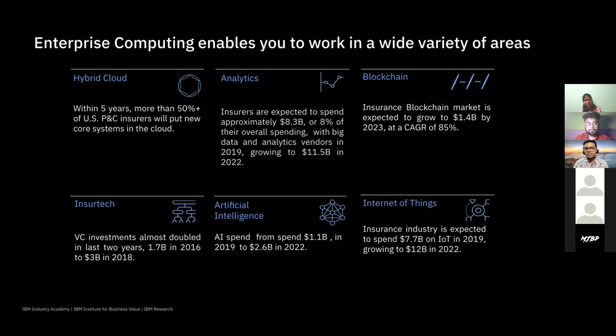To be successful in the IBM Z career, we have to have a Z skill, and on top of it we should have another skill, like artificial intelligence, and you can see the insights out there. Enterprise computing generally enables you to work in a wide variety of tasks, and you can do a lot more things.